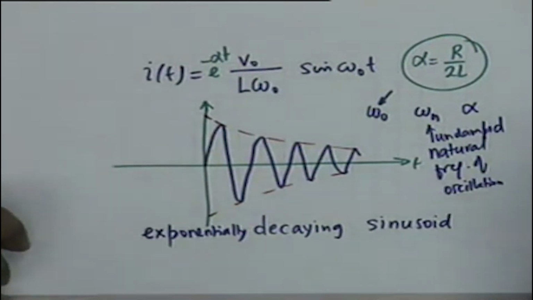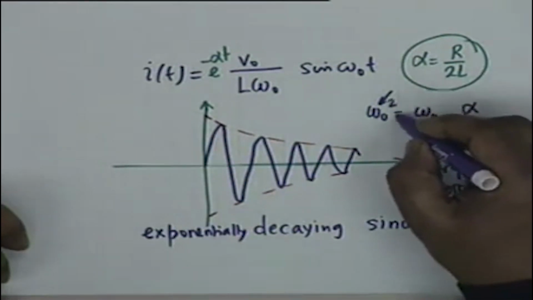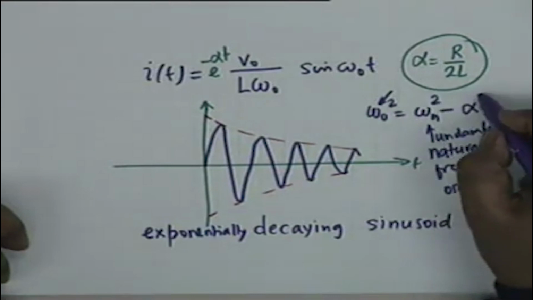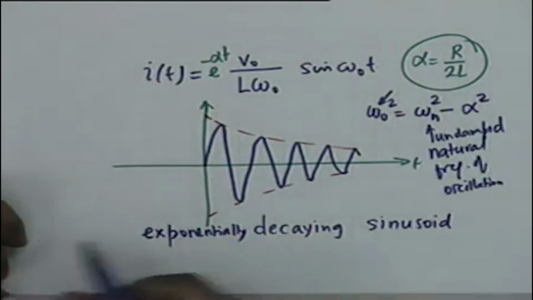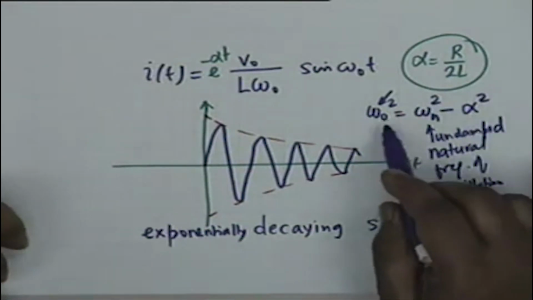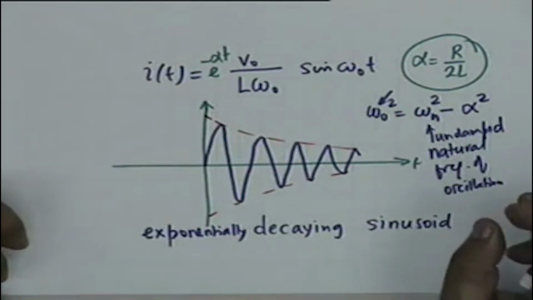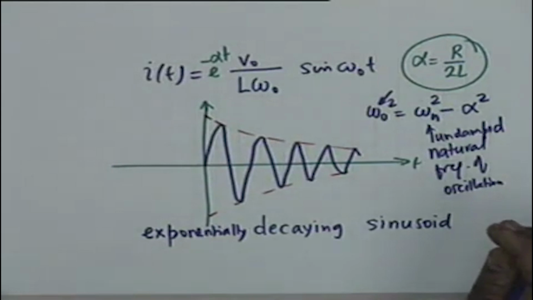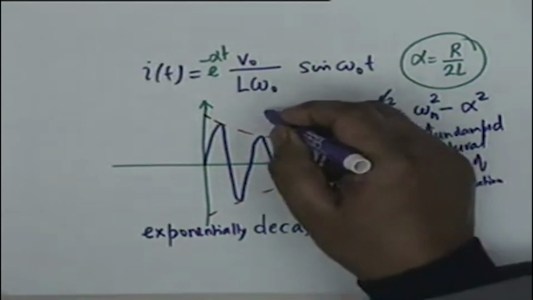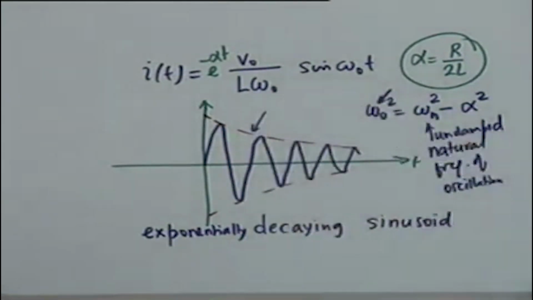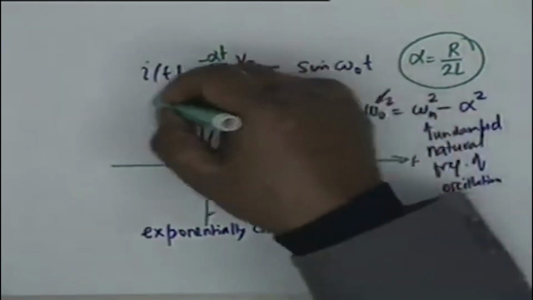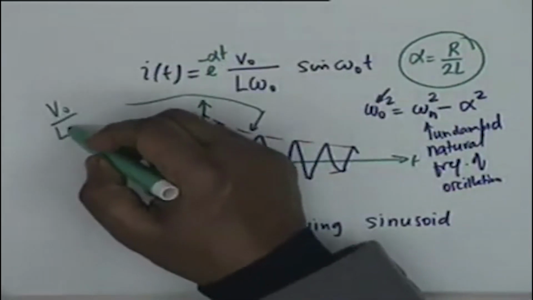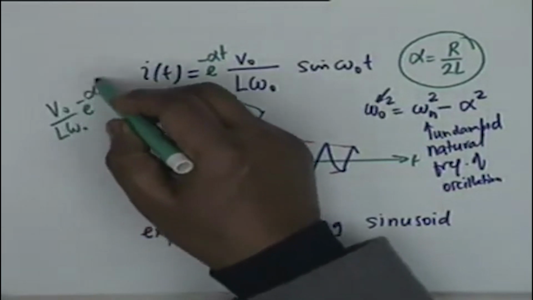What is the unit of alpha? 1 over t, that is correct. And you know that omega 0 squared is omega n squared minus alpha squared. So all the three quantities, omega 0, omega n and alpha, have a physical significance. The envelope decays according to V0 by L omega 0 e to the power minus alpha t.